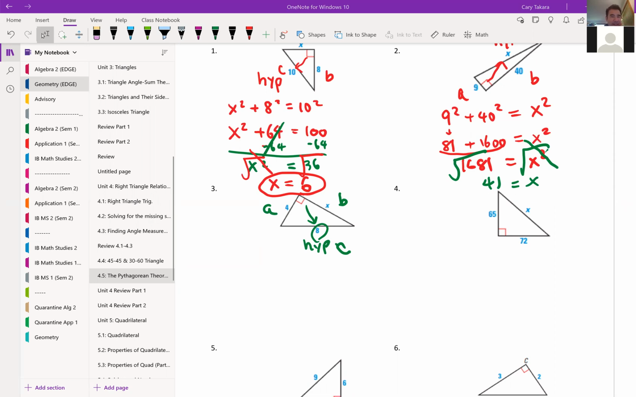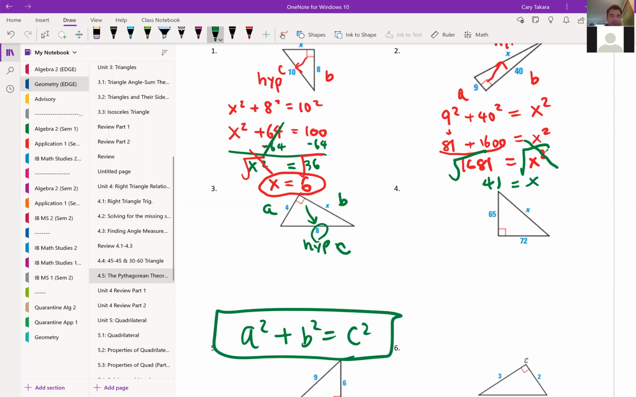Next, I want you to set up an equation. The equation says A squared plus B squared equals C squared, right? So replace A, B, and C with numbers and X. What's A? A is 4, right? So it will be 4 squared plus, what's B? B is X, right? X squared equals, what's C? 8 squared.